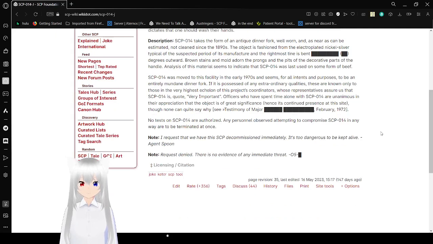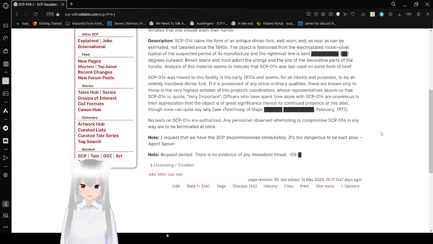Description: SCP-14 takes the form of an antique dinner fork, well worn and, as near as can be estimated, not cleaned since the 1890s. The object is fashioned from the electroplated nickel silver typical of the expected period of its manufacture. And the rightmost tine is bent [redacted] degrees outwards. Brown stains and mold adorn the prongs and the pits of the decorative parts of the handle. Analysis of this material seems to indicate that SCP-14 was last used on some form of beast, Eve.